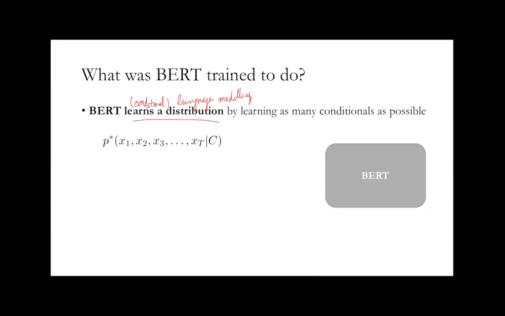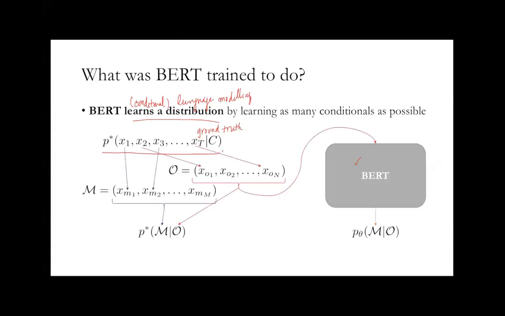Let's assume that there exists some ground truth distribution. Of course, we don't have any access to the ground truth distribution. We just imagine that there exists a ground truth distribution underlying natural language text. Makes sense, right? We don't have access to it, but we can guess that it exists. And then what we want to do is train BERT here. How will we do that?